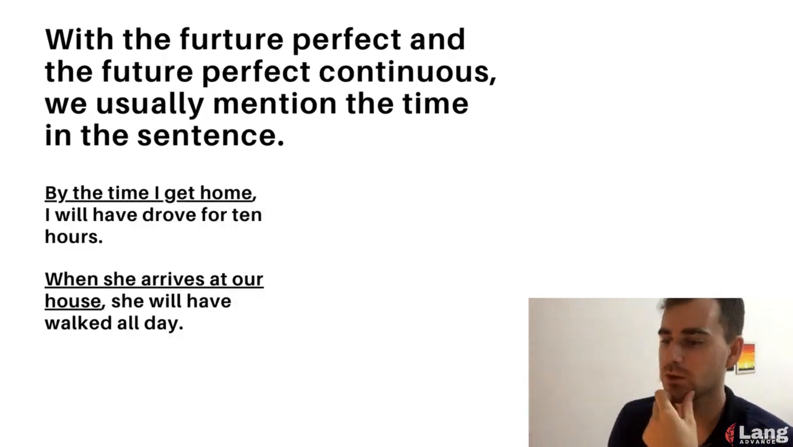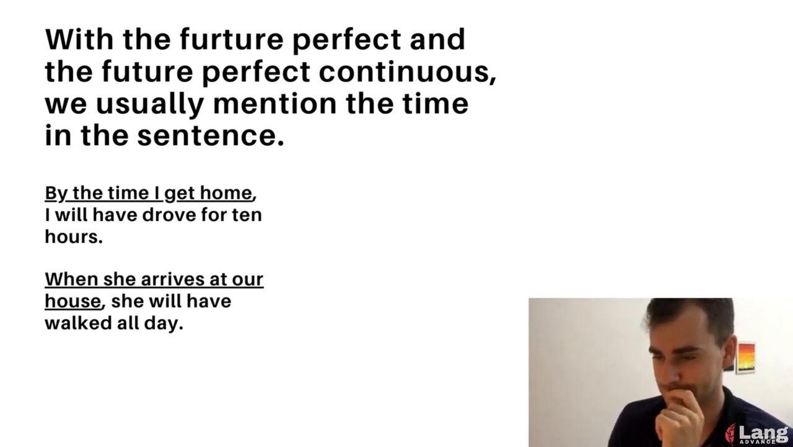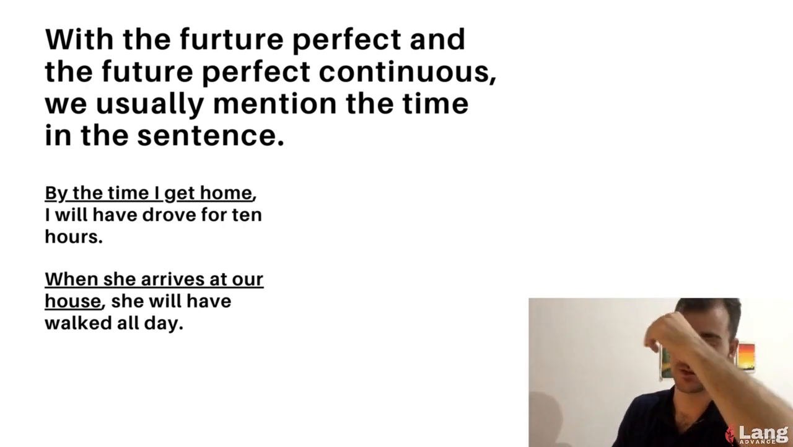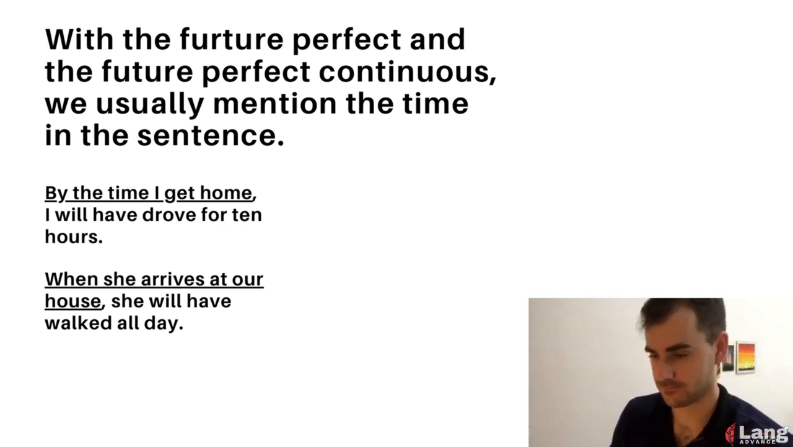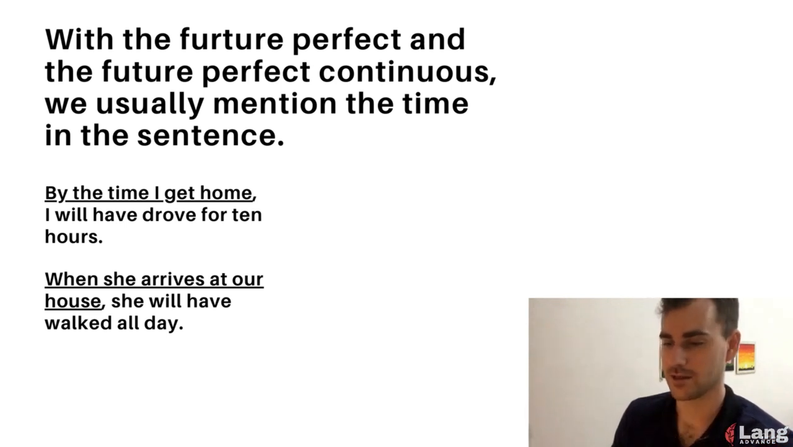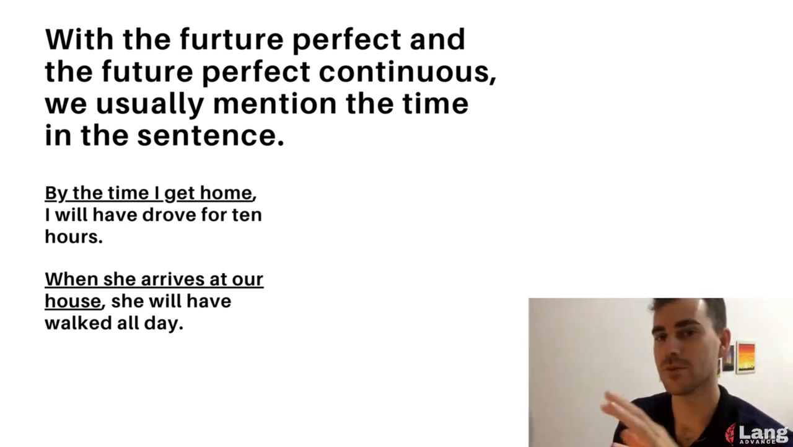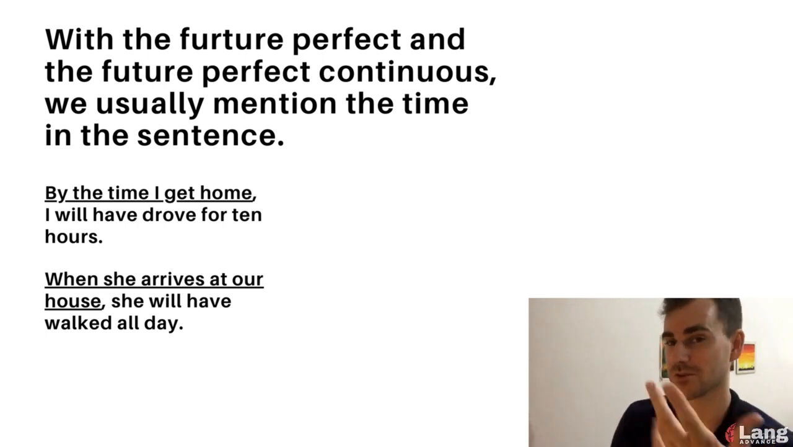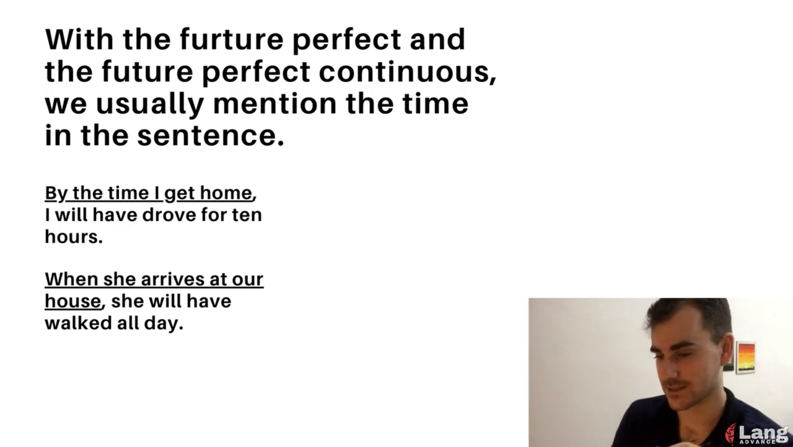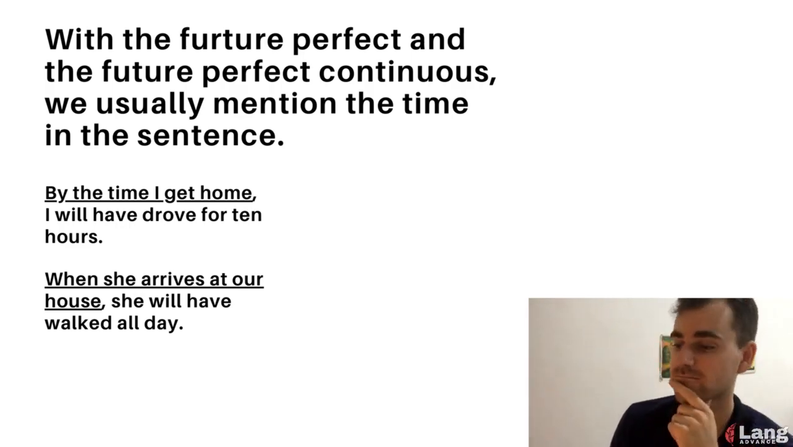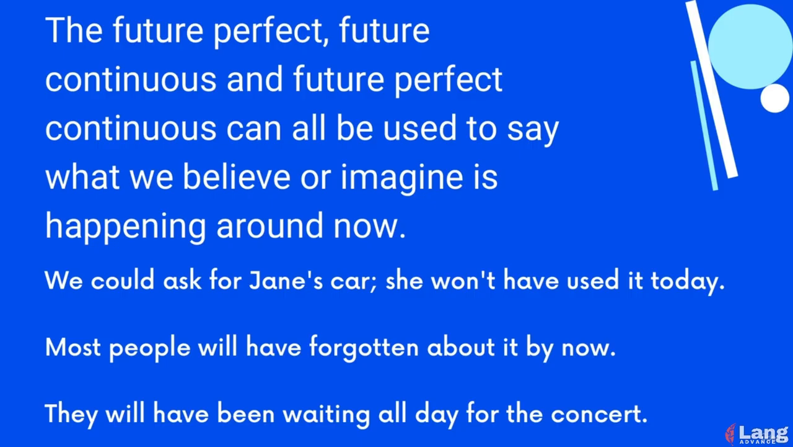Another rule, with the future perfect and the future perfect continuous, we usually mention the time in the sentence. By the time I get home, I will have driven for 10 hours. When she arrives at our house, she will have walked all day. Because we're talking about the past in the future with the future perfect, it's a good idea to mention the time in the sentence so that people are not confused.